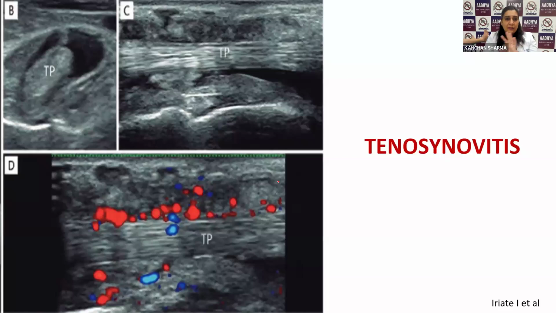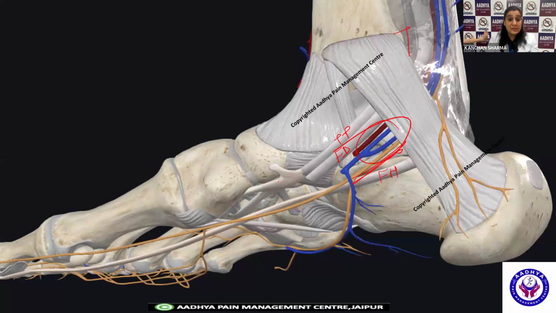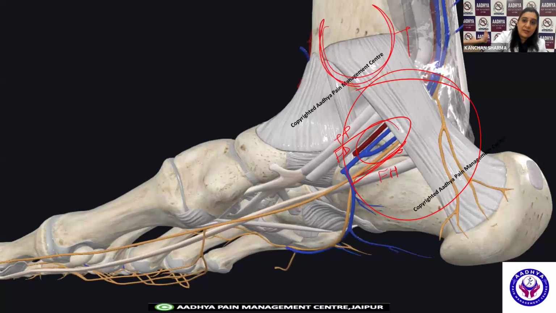Now this tarsal tunnel, I will specify a little more because this is our pain physician's domain. If you see a patient of tarsal tunnel syndrome, which is just the entrapment of this tibial nerve in the tarsal tunnel. Now, what is the tarsal tunnel? This whole area we call the tarsal tunnel because you have the medial malleolus here, this is the calcaneum and this is the flexor retinaculum.